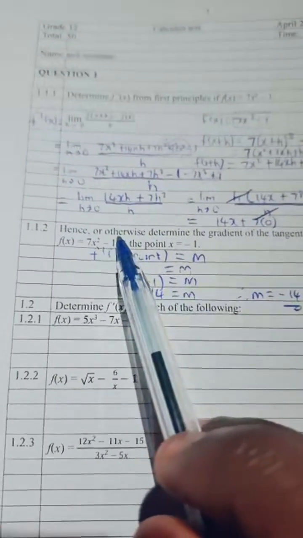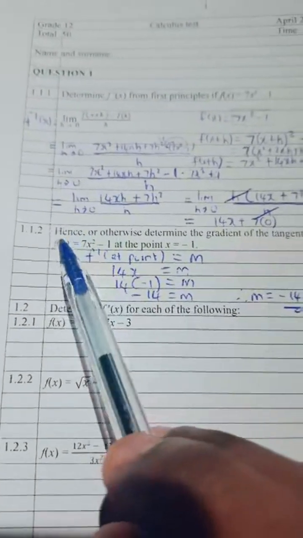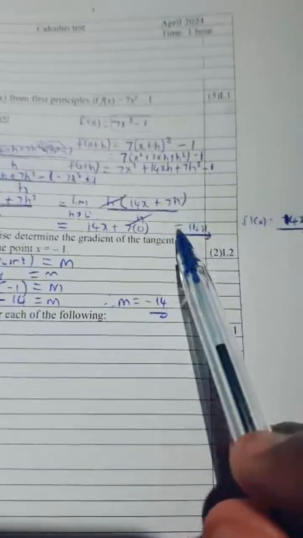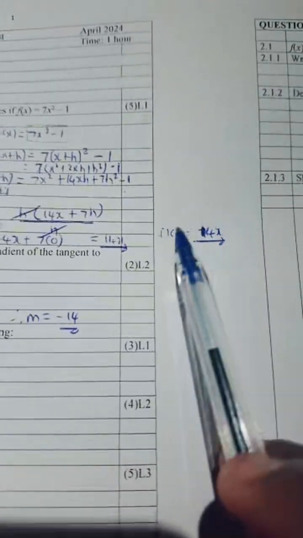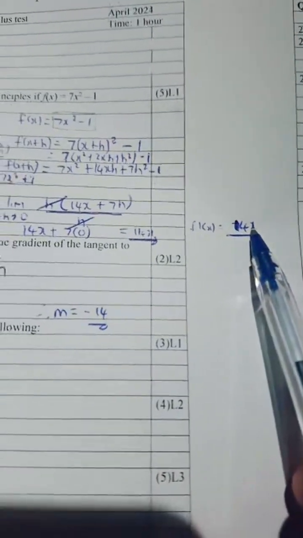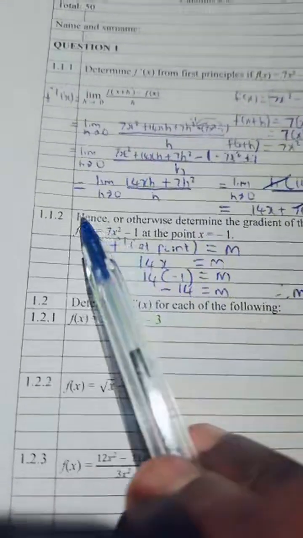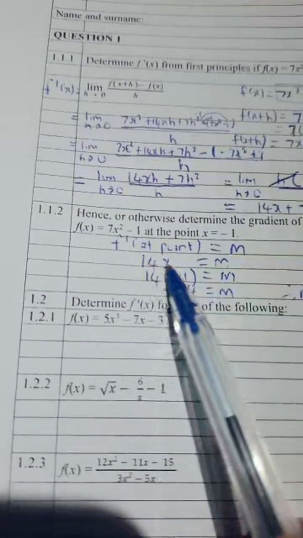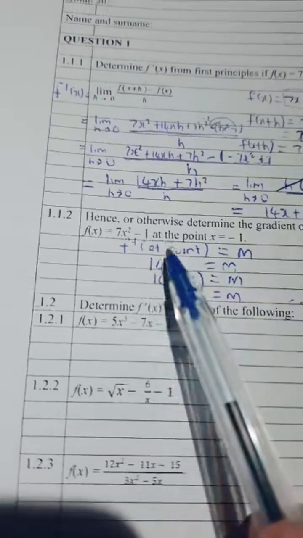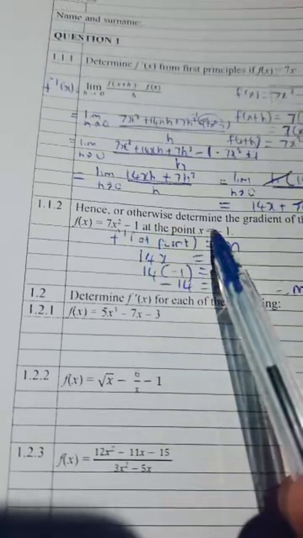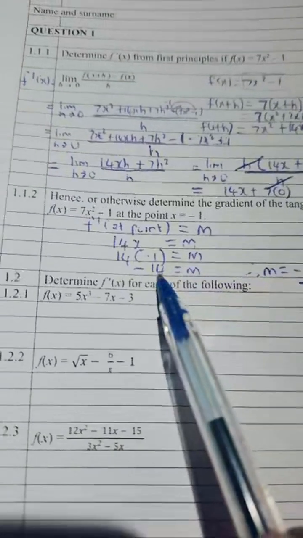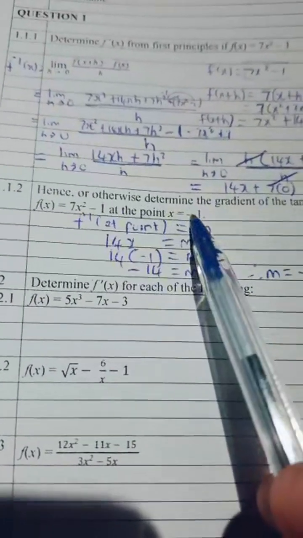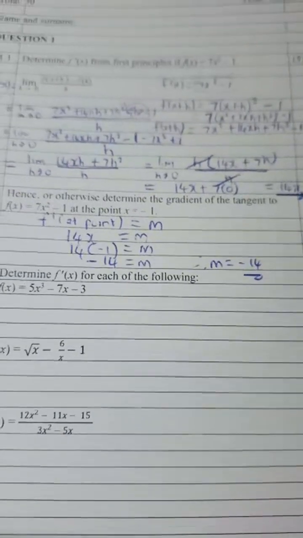So you see they're saying hence. Hence means use something that you have done in the previous question. So we got the derivative of 7x squared minus 1 using first principles. It is 14x, right? So since we have the derivative, we are hensing the question. We are taking that first derivative, which we got already, substituting the point x is equal to negative 1, getting the gradient of the tangent at that specific point. So m is equal to negative 14.